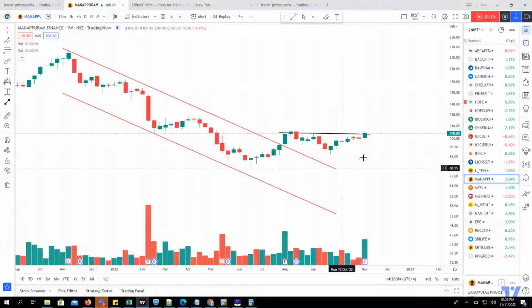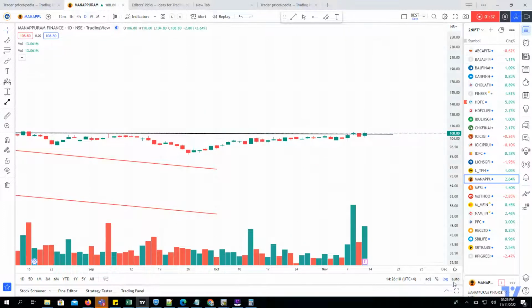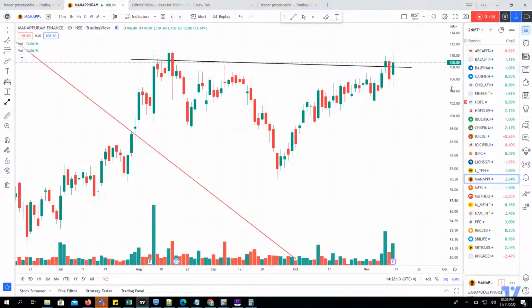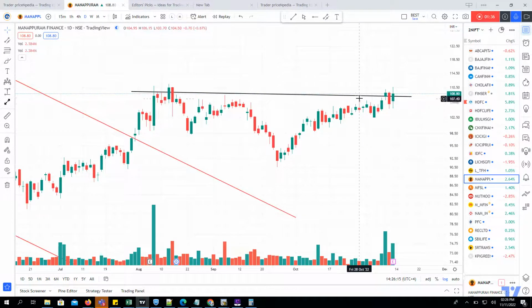Now what exactly is happening here, that is to be seen. How do we see that? Let's go into the daily chart. With this daily chart, let's focus on this area. What exactly has happened in this area? We can say it's a head and shoulder pattern which is formed here, with this part as a left shoulder, this is the head, and this is the right shoulder, right?